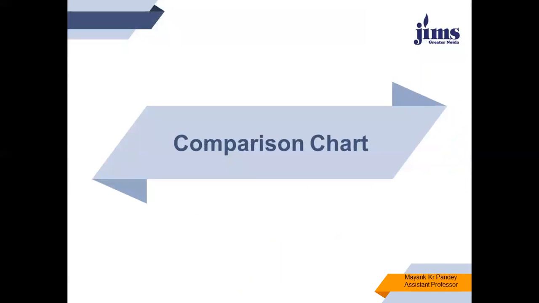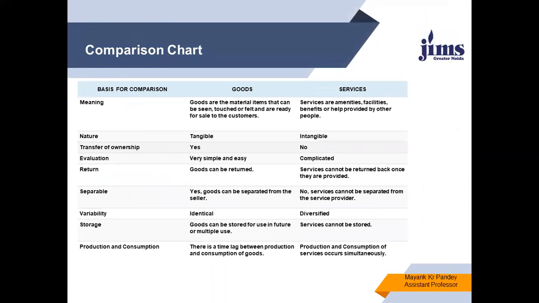Moving ahead, come to the comparison chart. We need to understand the basic nature and characteristics of goods as well as services so that we can differentiate between these two. Look at the comparison chart. In the first column, the basis of comparison is given. In the second column, goods, and in the third column, services are mentioned.